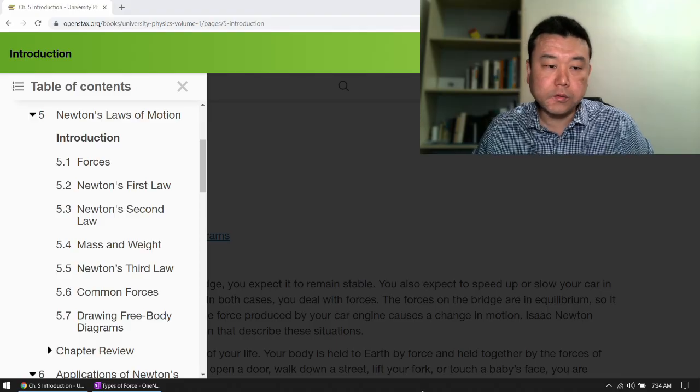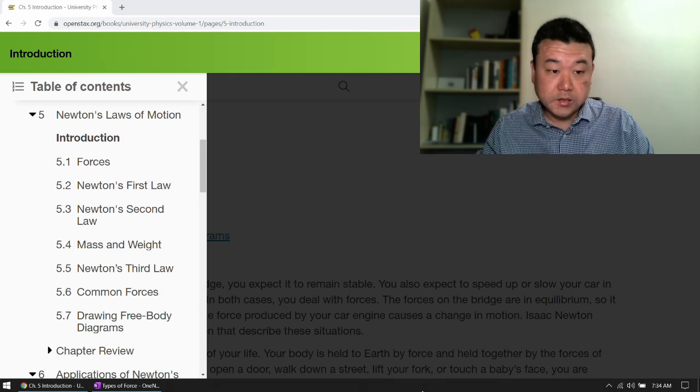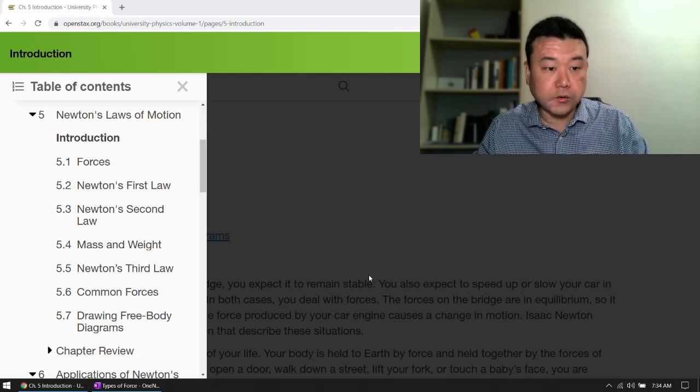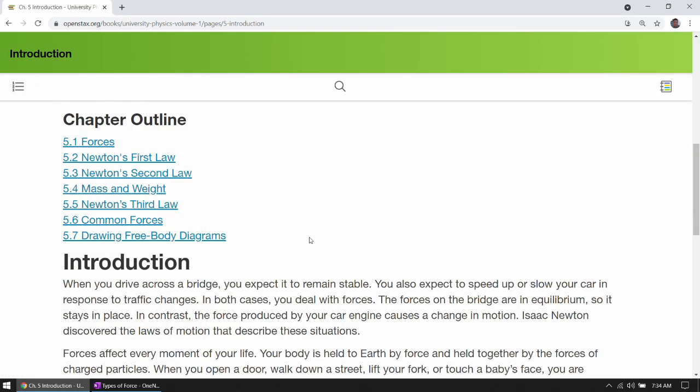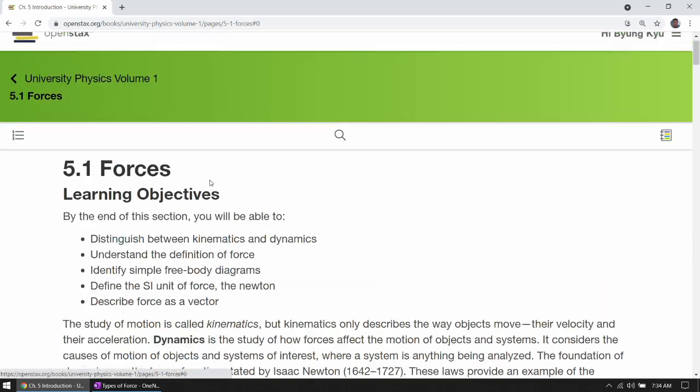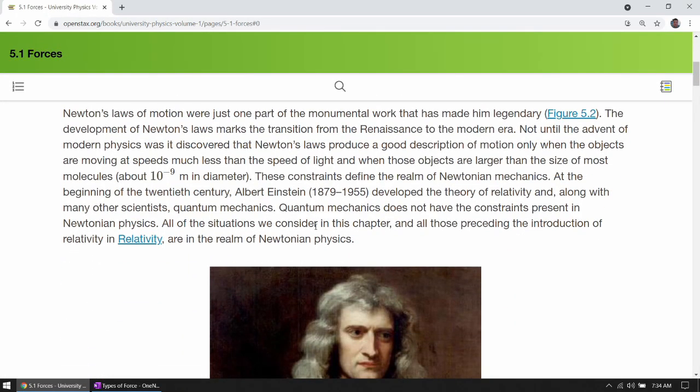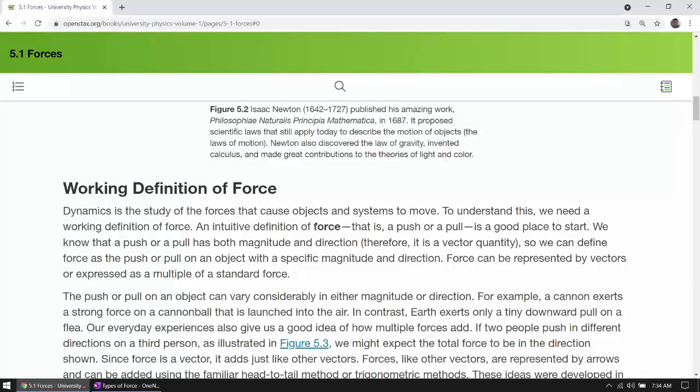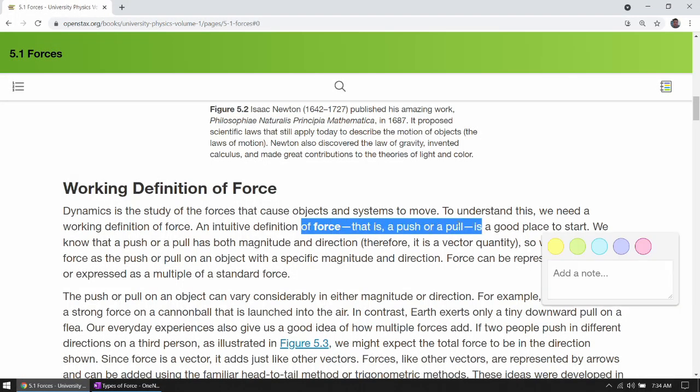In this video, we will talk about different types of force. So we just introduced the force in connection with Newton's laws of motion. We talked about forces as being a push or pull. That's a good starting place. Really, force is most basically understood as a push or pull.